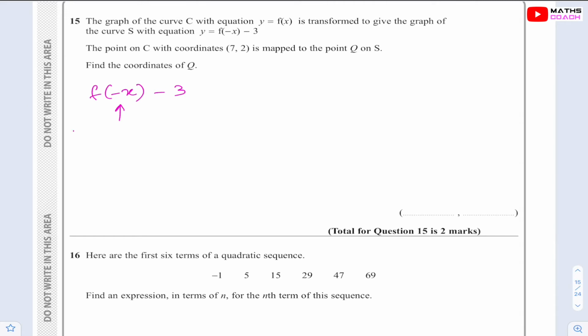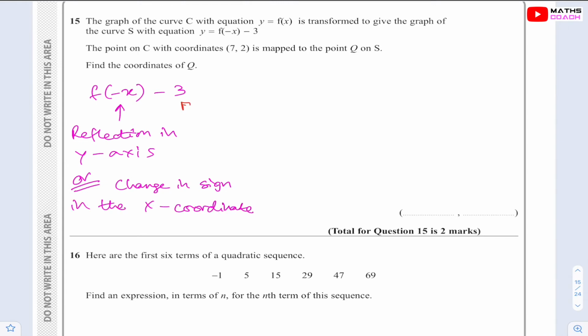When you have a minus here, you have a reflection in the y-axis. Or you can think of it as a change of sign in x. So if your x is a positive coordinate, you can put a minus sign there and make it a negative. Change in sign in the x coordinate. Now, what happens to the minus 3? Well, the minus 3 would mean that the y coordinate moves down by 3. If it was a plus, it would move up by 3.